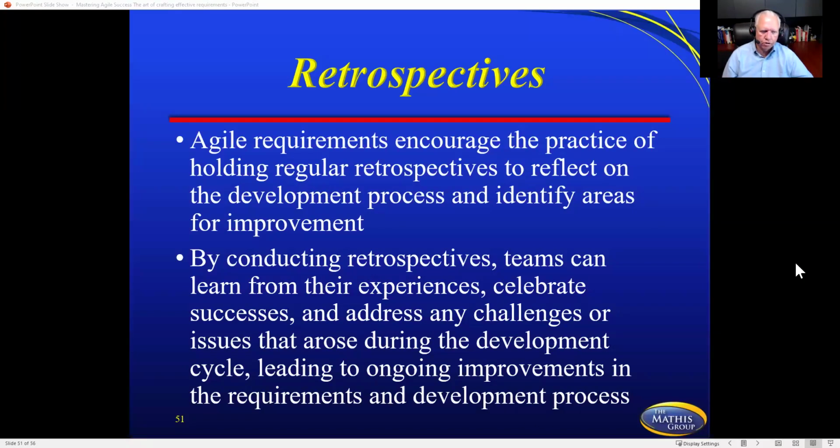By doing this, you can learn from those experiences, and you can celebrate successes just like you would in a regular lessons learned. But the big thing is you've got your customer and customer input as part of this, and your product owner as part of this, and your team, to be able to be better in the next iteration and sprint than you are right now.